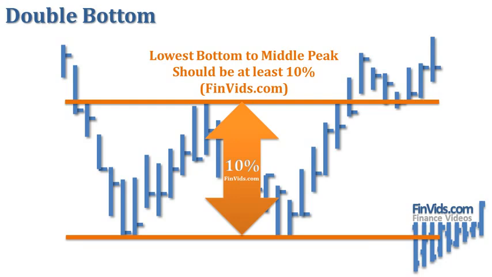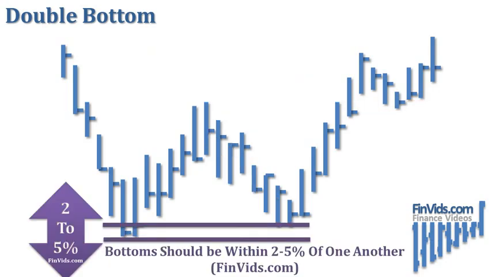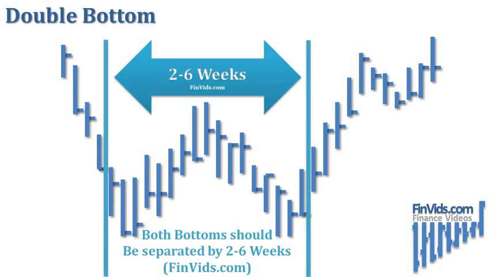For a valid double bottom pattern, the difference between the lowest bottom and the middle peak should be at least 10%, and the left and right bottoms should be within 2 to 5% of one another. Typically, the left and right bottoms should be separated by a period of 2 to 6 weeks.